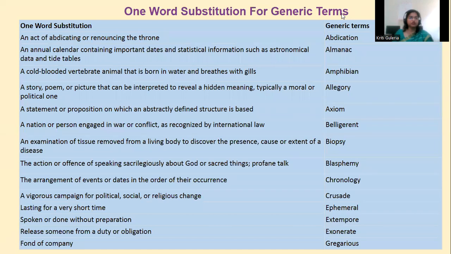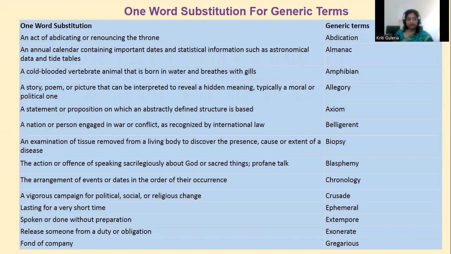Next is a story, poem, or picture that can be interpreted to reveal a hidden meaning, typically a moral or political one. So it is referred to as, one word substitution will be allegory. Next is a statement or proposition on which an abstractly defined structure is based. It is referred to as axiom.